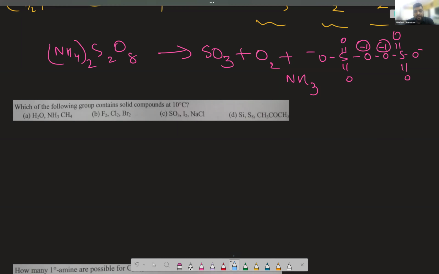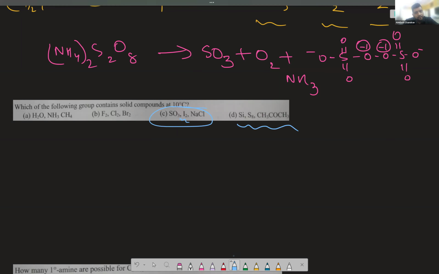Crown sulfur is also solid. But the third thing given here is COCH3, CH3COCH3, which is acetone, which is liquid at 10 degrees, I'm guessing. I don't think its melting point is about 10. But yeah, this is a liquid at 10 degrees at least. Now, as far as the C option is concerned, of course, this is going to be our answer.